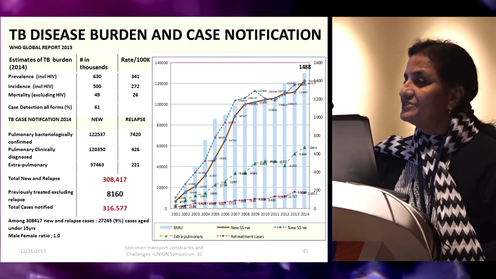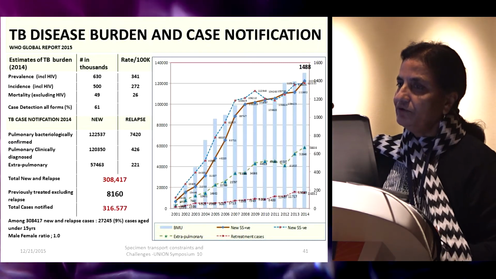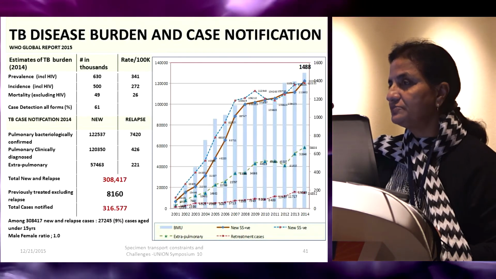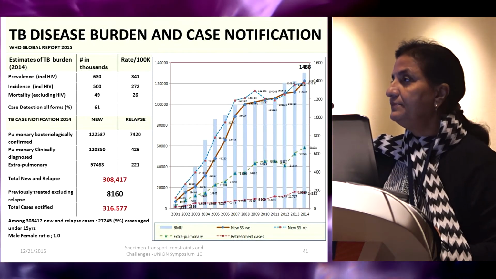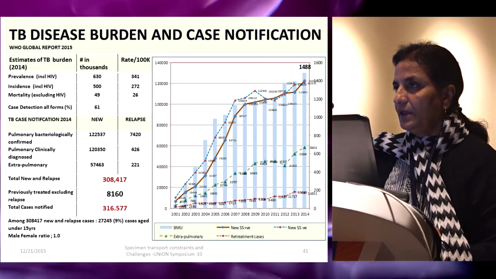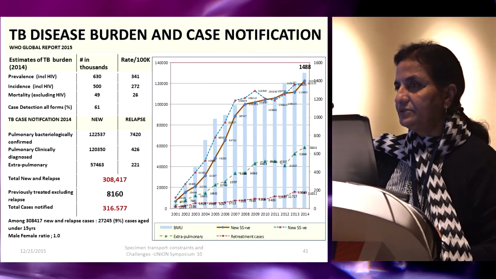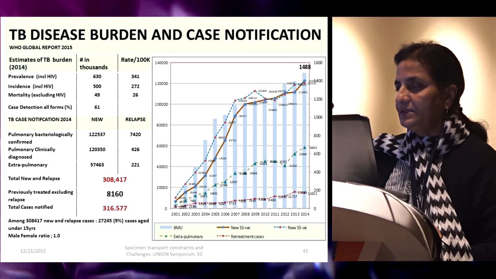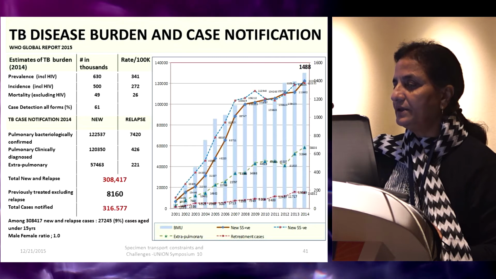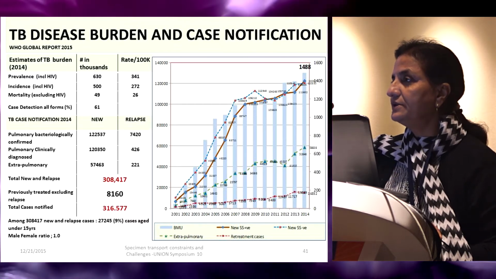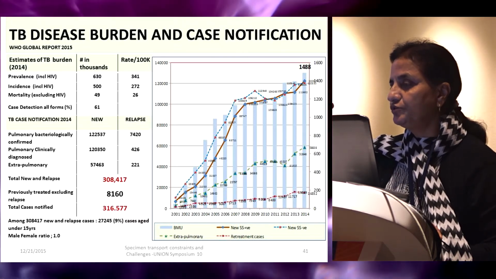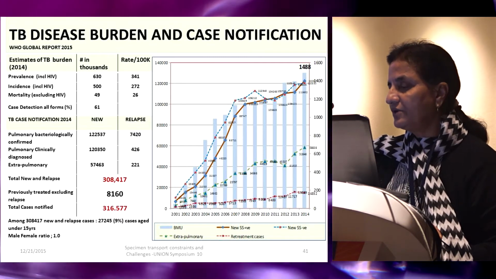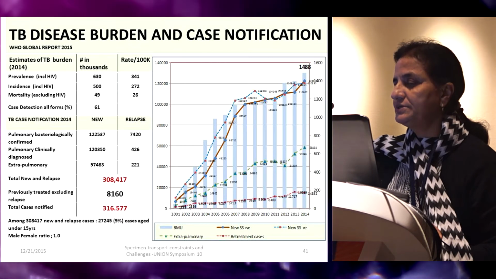Coming to this, what is the disease burden? So we have an incidence rate of 272 per 100,000 population, which comes to around 500,000 TB cases every year. In year 2014, we notified 316,000 cases. The blue bars in the figures represent the functioning basic management units for TB. So in year 2014, we had around 1,400 basic management units.